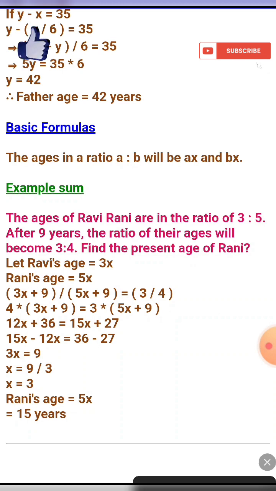Ravi's age is 3x. We consider A:B will be Ax and Bx. 3/5 is 3 by 5. Here Ravi is written first, meaning 3 for Ravi, and 5 for Rani. So Ravi's age is 3x and Rani's age is 5x.